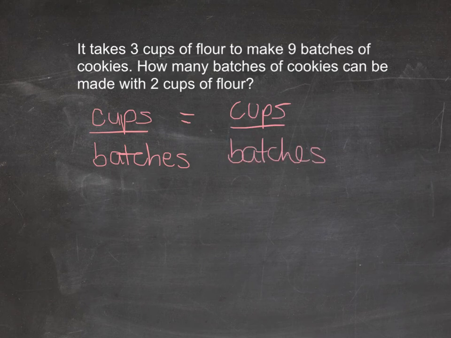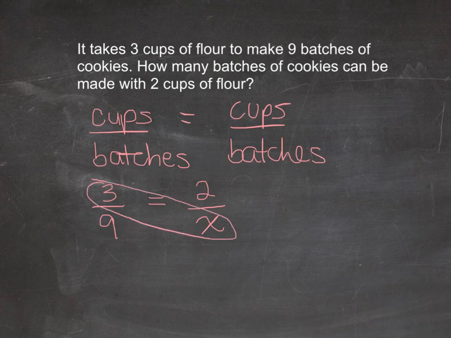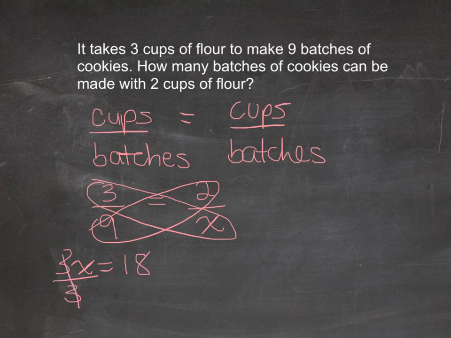Okay, so with my first fraction here, I have 3 cups of flour to 9 batches of cookies, so it's going to be 3 over 9, and I'm going to set that equal to 2 cups over, I'm trying to figure out how many batches, so over x. And again, I have a fraction equal to a fraction, so I should cross multiply to solve for x. So I'll have 3x is equal to 18. So I divide both sides by 3. So I get x is equal to 6 batches.